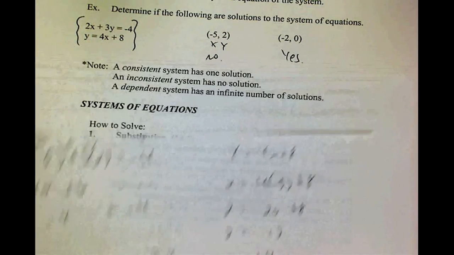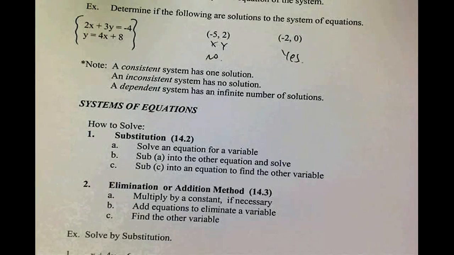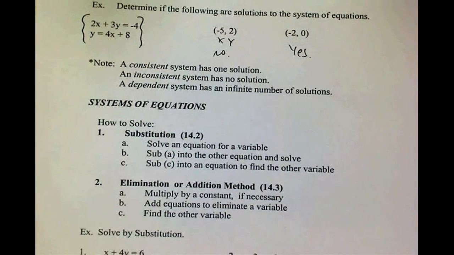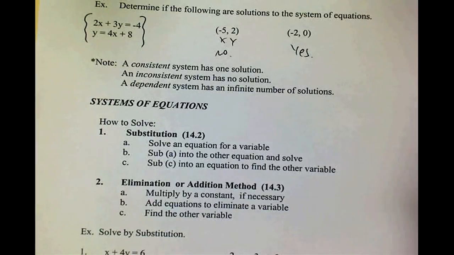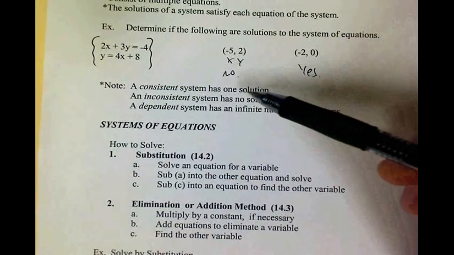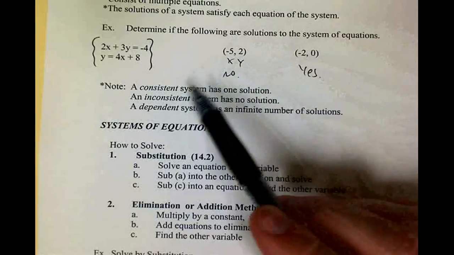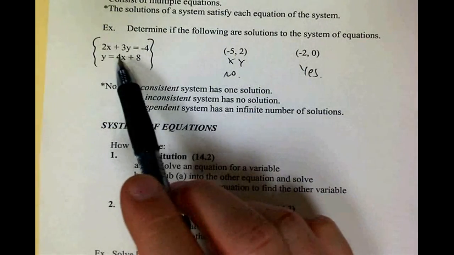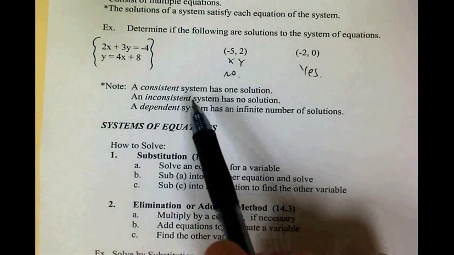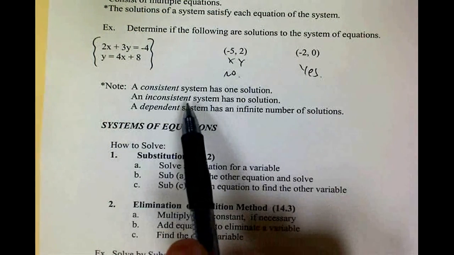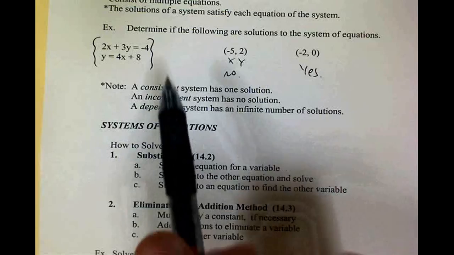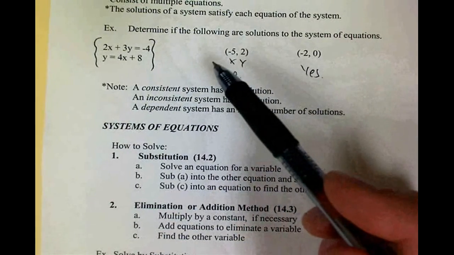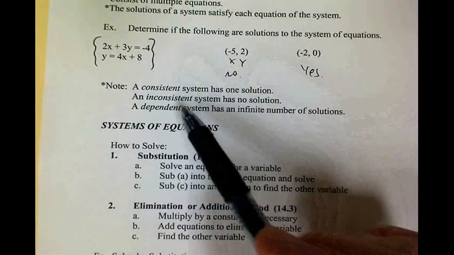Now, the real question is going to be, how do you find the answers? How do you find the solution if there is one? There may be more than one. Before we go on, there are some words you have to pay attention to. A consistent system is a system that has one solution. This is a consistent system because it had exactly one solution. If it didn't have any solutions, it would be called inconsistent. And if it has an infinite number of solutions, which basically means that each of these equations are the same, even if they don't look like it, then that's called a dependent system.